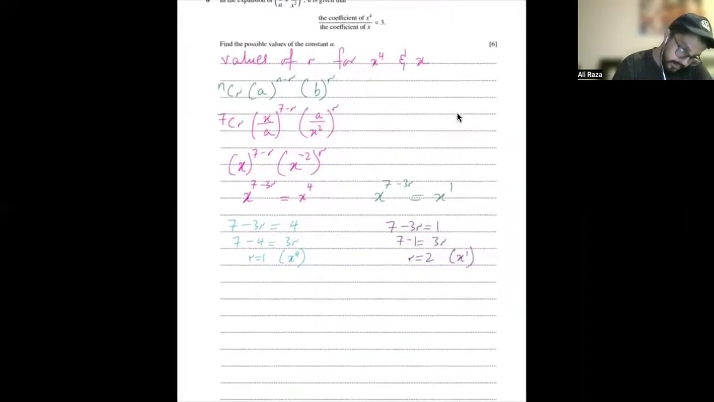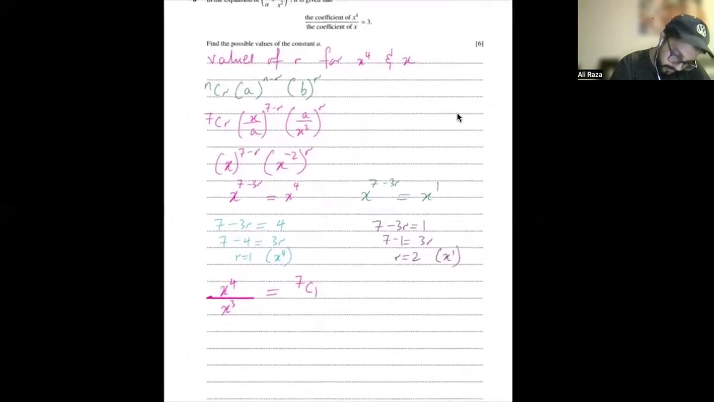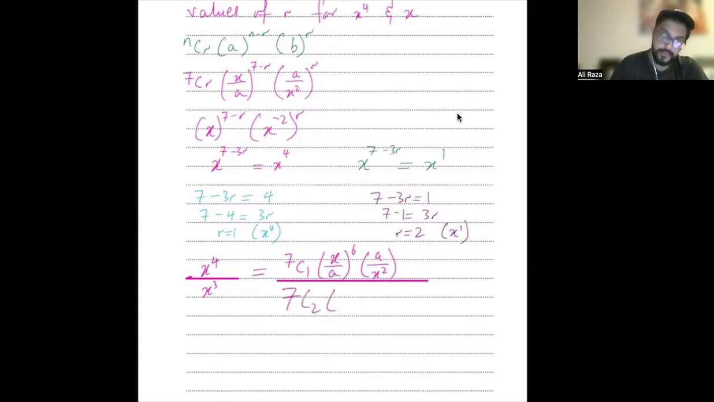We'll find the values of 7C1 and 7C2. So x power 4 upon x power 1 can be found by 7C1 x upon a power 6 and a upon x squared power 1, divided by 7C2 x over a power 5 and a over x squared power 2, and this should be equal to 3.